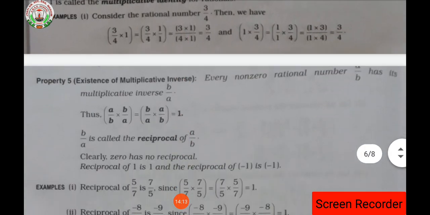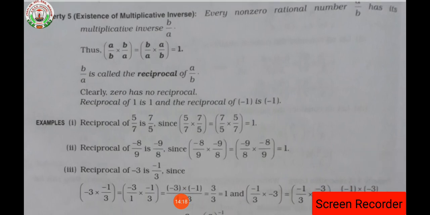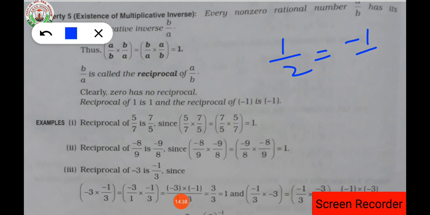Next we are going to see the existence of multiplicative inverse. So dear students, these are all the properties of multiplication of rational numbers. Now we can see the existence of multiplicative inverse. As we saw in the additive inverse property in yesterday's video, do you remember that when we have the number 1 by 2, the additive inverse of this number will be minus 1 by 2. That means we are going to reverse the sign.